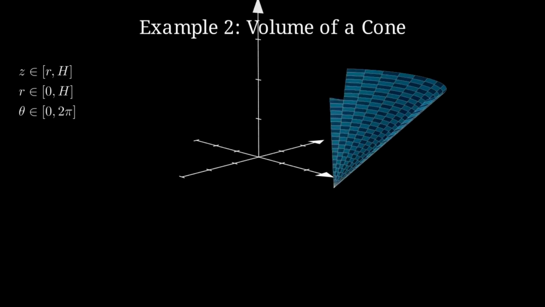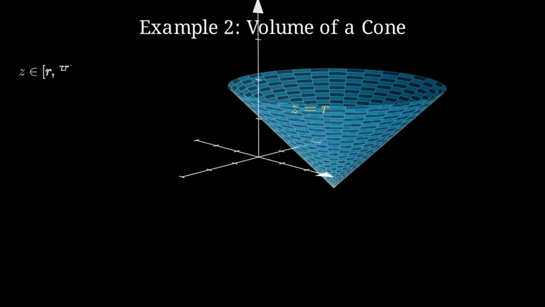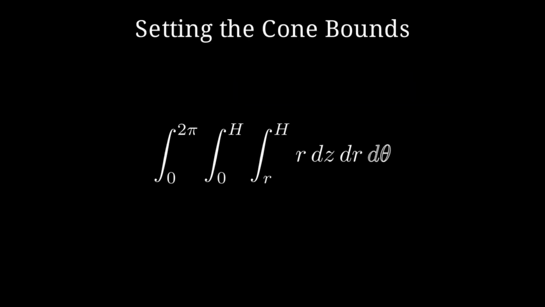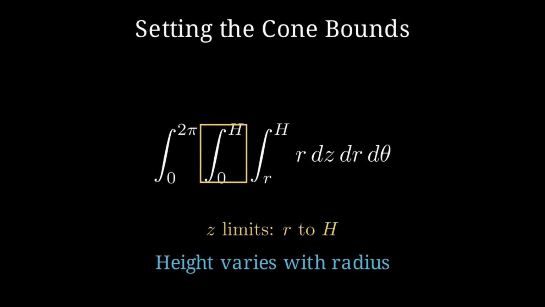Now let's try a cone where the height depends on the radius. If the surface is defined by z equals r, the height at any point is limited by this diagonal boundary, changing our integration limits. For a cone of height h, the z integral goes from the surface r up to the top h. This captures the empty space around the cone if we integrate it from 0, so we must be careful with our boundary definitions.